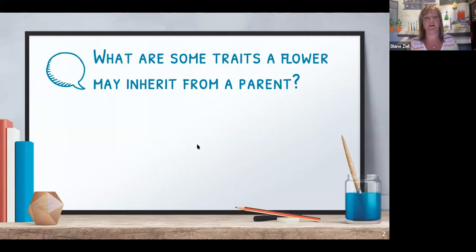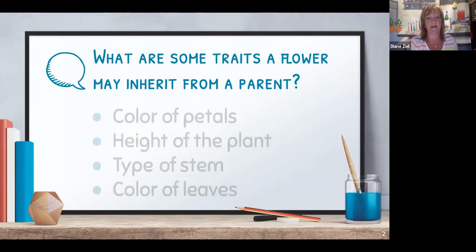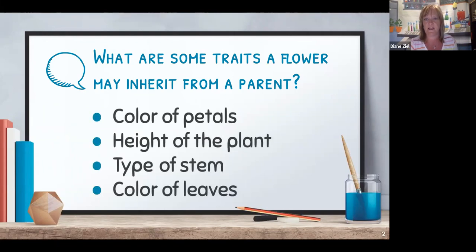What are some traits a flower may inherit from a parent? Well, they can get the color of their petals, the height of the plant, the type of stem they have, and the color of their leaves, all traits that come from their parents.